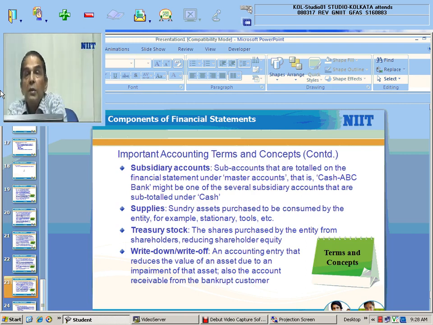So under the cash account, there will be various subsidiary accounts. Cash in ABC Bank. That means an account maintained with ABC Bank, how much balance is there? Cash in SBI. How much balance is there in the current account with SBI? So the cash account basically comprises various subsidiary accounts. When you want to arrive at the cash balance in the cash account, you have to add up the balances in the various subsidiary accounts to arrive at the balance under the master account cash.